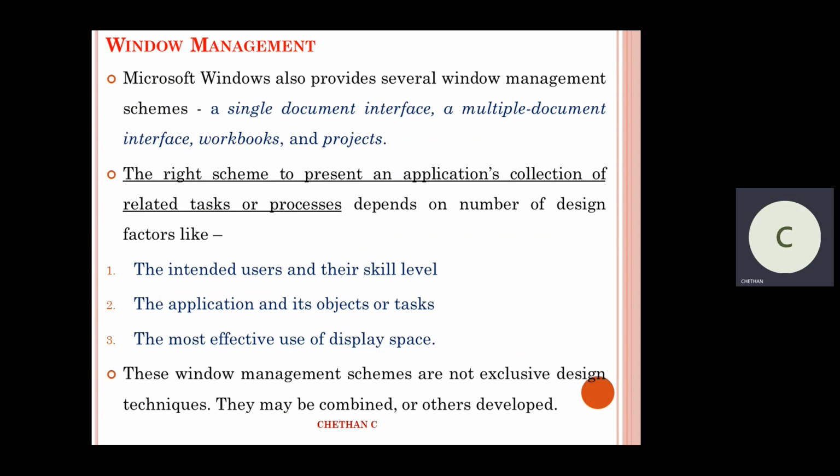The right scheme for the application will depend on certain factors. What are the factors? The first one: who are the intended users, and what is their skill level? What is the application, and what are the objects or the tasks of that application? What is the most effective use of the display space? All these things are used in window management. There are four things to be kept in mind, and you need to explain them too.